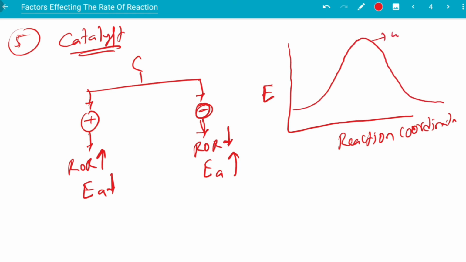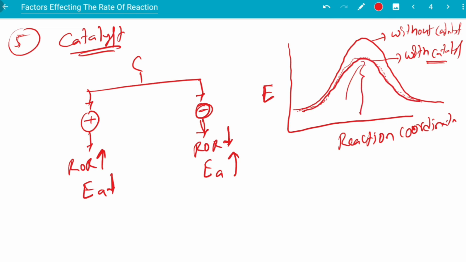This is without catalyst. With catalyst, the activation energy of the reaction will be low. With catalyst, we clearly observe the curve is lower and the activation energy is low. That is the effect of catalyst on rate of reaction.